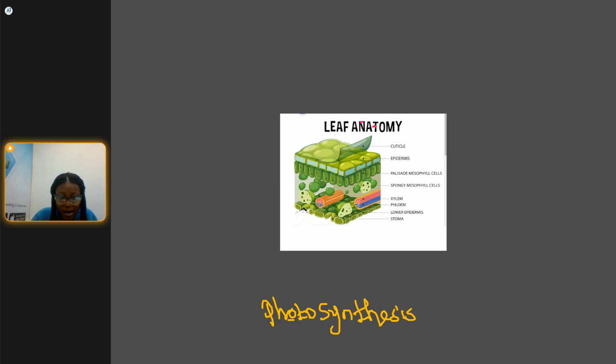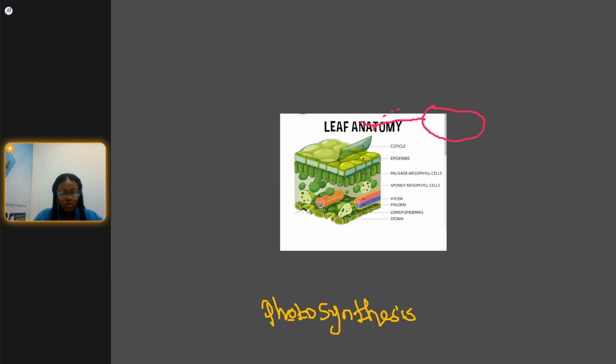It is the upper layer, the outer protective layer, which contains what we call stomata for gas exchange. So the same definition we have been giving our epidermis is the same function that it does here. It helps in protecting the leaf. It is the upper layer. So it helps in protecting the whole parts of the leaf.